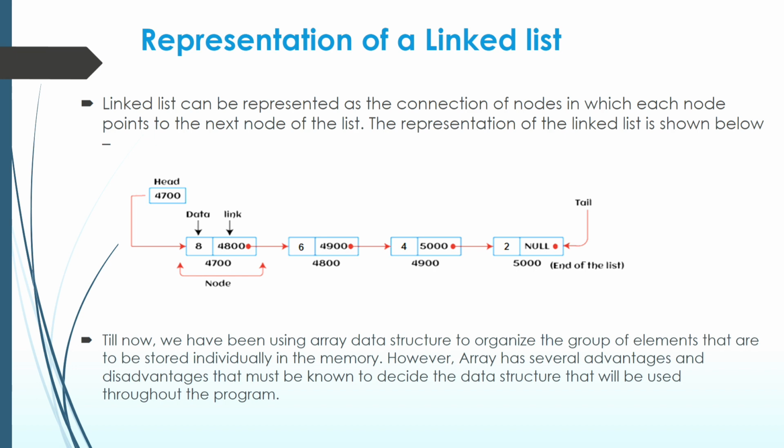So what is the representation of a linked list? Linked list can be represented as the connection of nodes in which each node points to the next node of the list. The representation of the linked list is shown below. So from the diagram we can say that till now we have been using array data structure to organize the group of elements that are to be stored individually in the memory. However, array has several advantages and disadvantages that must be known to decide the data structure that will be used throughout the program.